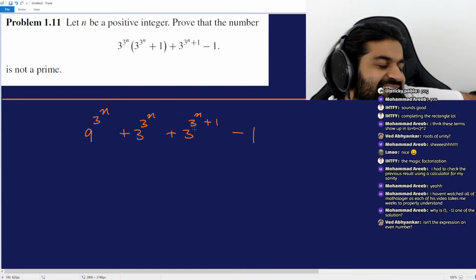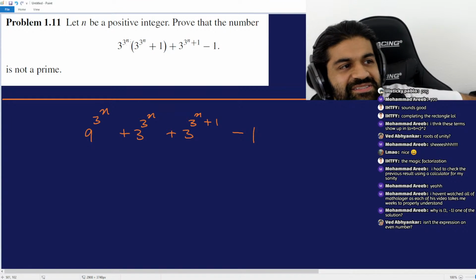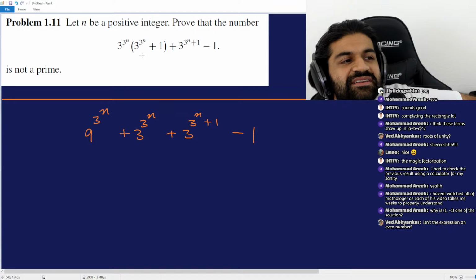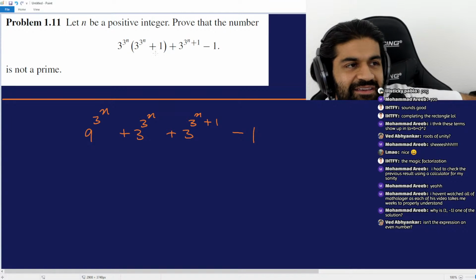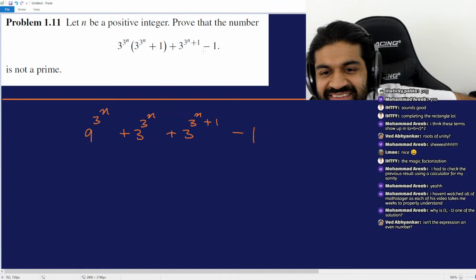Let me think about that. So, all powers of 3, so this is odd times an even, so that's going to be even. Even plus odd. Is it even? That's actually not a bad approach, Vave. Good call.